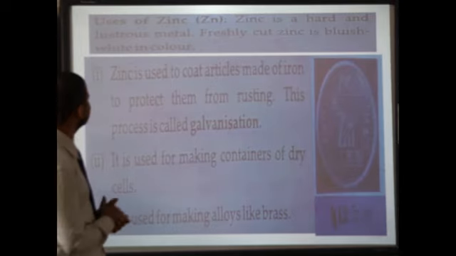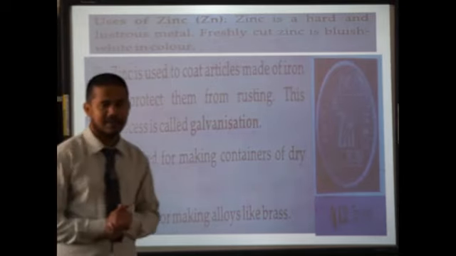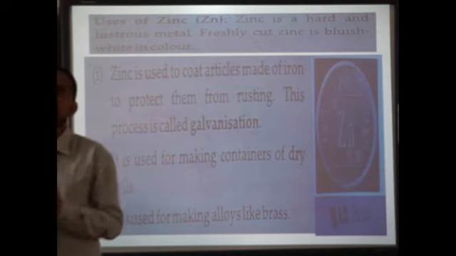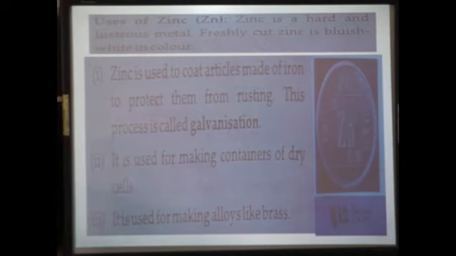Freshly cut zinc is bluish white in color. I said you have seen zinc. The outer portion of a dry cell is made up of zinc. If you remove the paper labeling, then you can see a grayish color container, that is zinc. So zinc is a hard and lustrous metal.